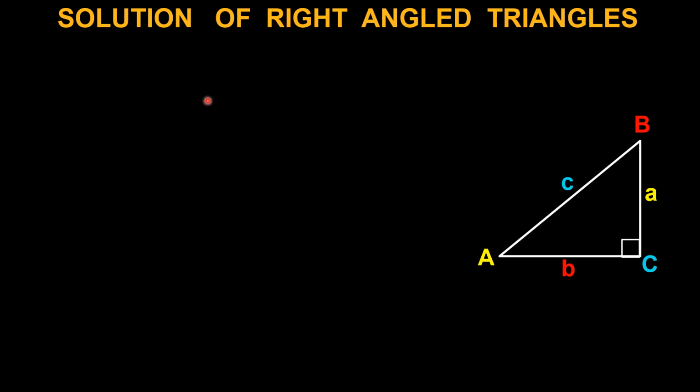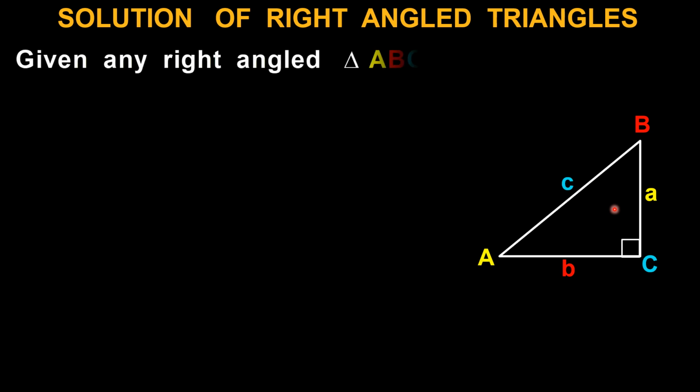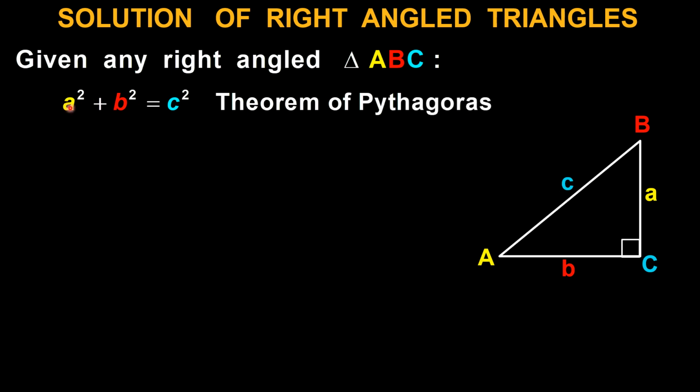Now, if we are given any two sides in a right angle triangle, we can always work out the length of the third side, making use of the theorem of Pythagoras, right? So if I have a and b, I can work out c. If I have b and c, I can calculate a. So in a right angle triangle, if you have two sides, you can always work out the third side.